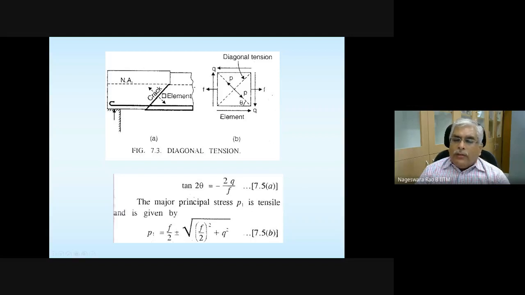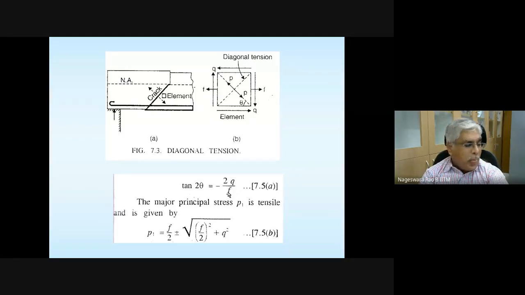So now, with that information, I want you to look at this equation. If bending moment is 0 at the support, what is going to be the bending stress or normal stress? If bending moment is 0, normal stress is going to be 0. F is going to be 0. If F is equal to 0, what is this? Tan 2 theta is equal to infinity.